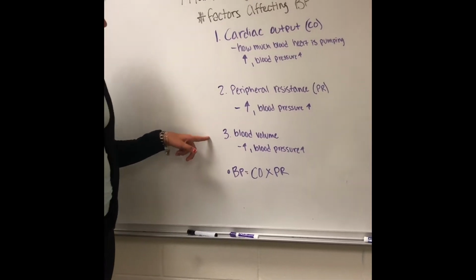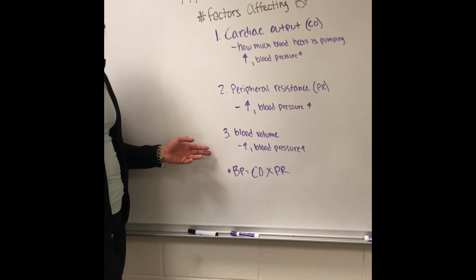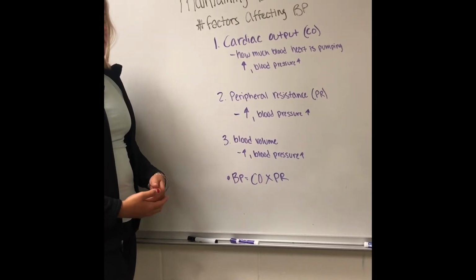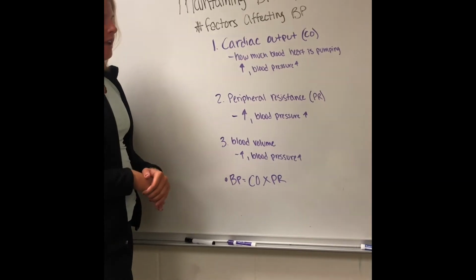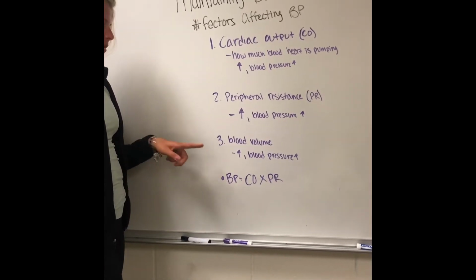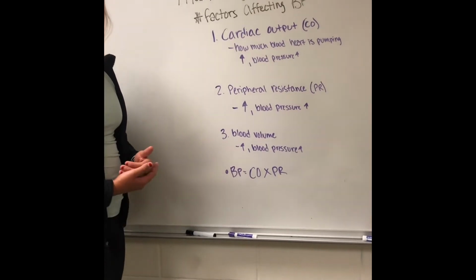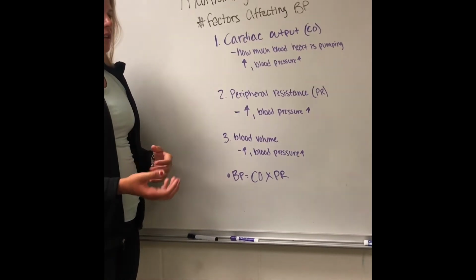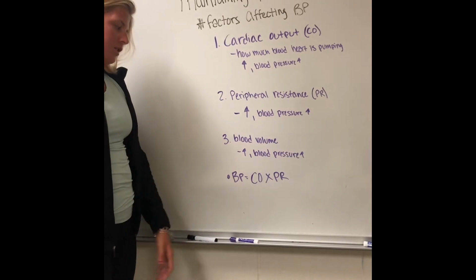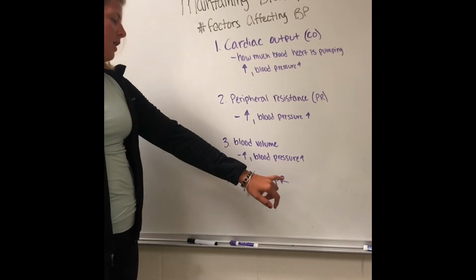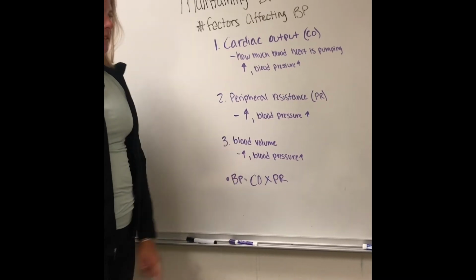And then third would be blood volume. If you have a higher blood volume, your blood pressure is going to be higher, but if you have a lower blood volume, your blood pressure is going to go down. Something that can be attributed to this would be hypovolemia. There's something called hypovolemic shock, which is a low blood volume, which is going to make your blood pressure go down. And your blood pressure is equal to your cardiac output times your peripheral resistance.